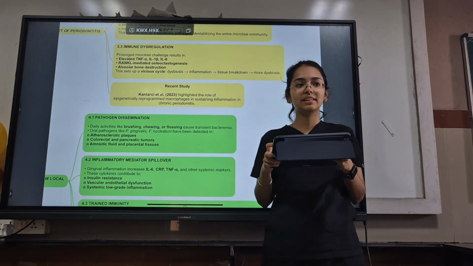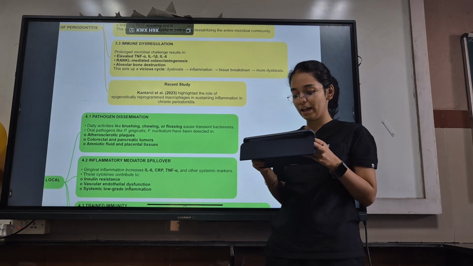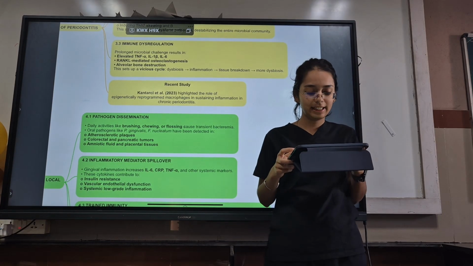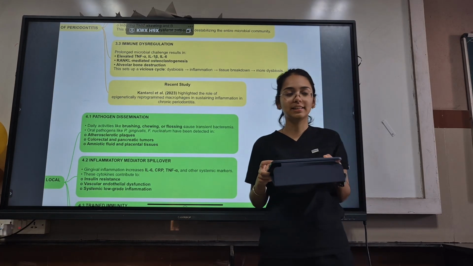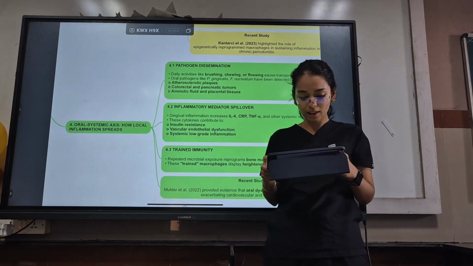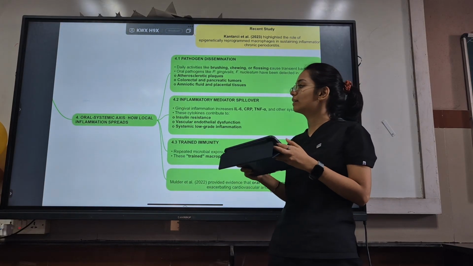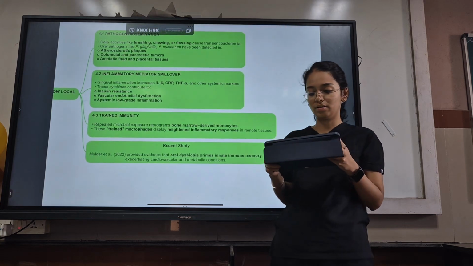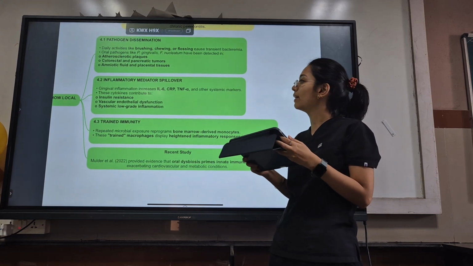There was a very recent study in 2023 by Kantarci et al. which highlighted the role of epigenetically reprogrammed macrophages in sustaining the inflammation in chronic periodontitis. Now, there is the oral systemic axis, how the local inflammation spreads to the systemic level.